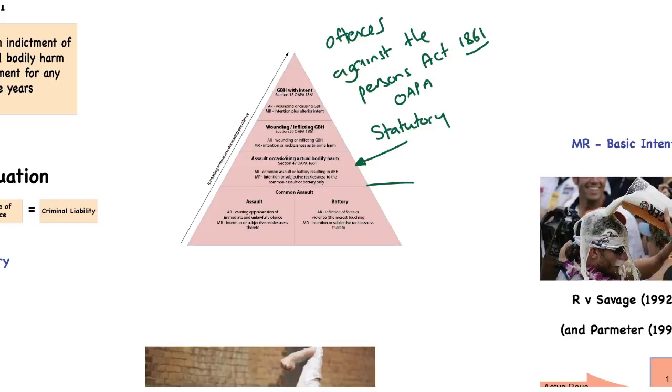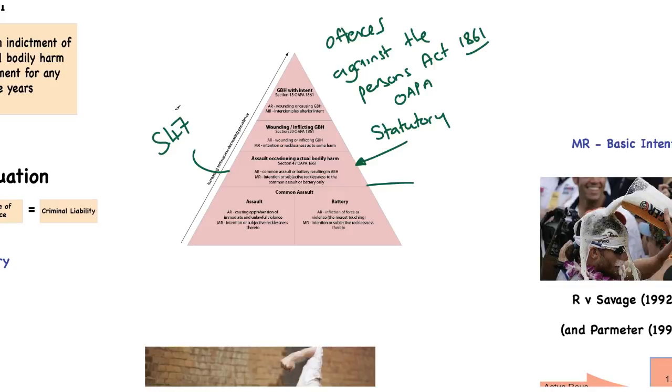ABH, or assault occasioning actual bodily harm, is the least serious of the non-fatal offences found in the Act. I should have said, ABH is Section 47 of the Offences Against the Person Act. You can refer to it as a Section 47 offence, you can refer to it as ABH, you can refer to it by its full title. But it's Section 47 of the Offences Against the Person Act 1861.